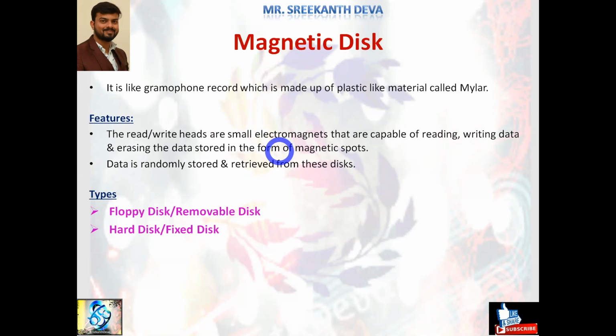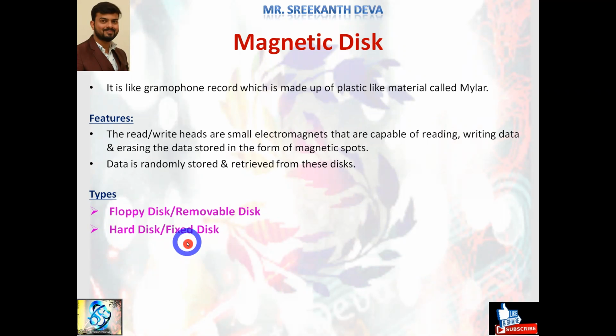Magnetic tapes store the data sequentially. Magnetic disks store the data randomly. You need to remember these very important points about magnetic disk. Next, magnetic disk is categorized into two types: floppy disk, also called removable disk, and hard disk, or fixed disk.